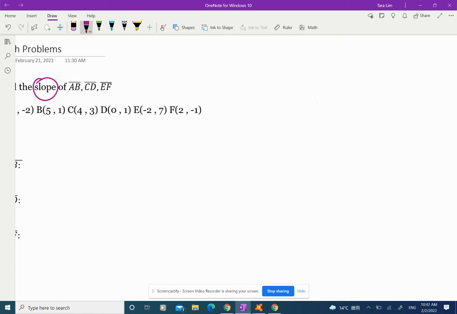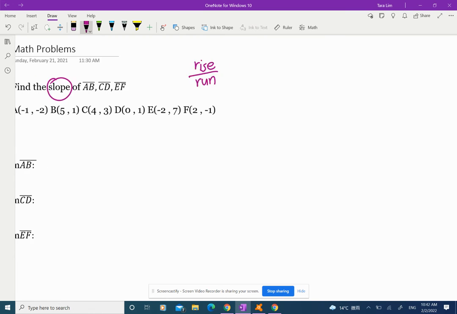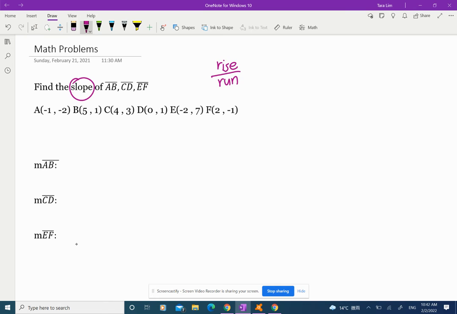So the slope is always rise over run. So it's always a fraction. So rise, what is rise? Is it y or is it x? It is y because it is going up and down. And run, it is going sideways, so it is x. So it's always y over x.